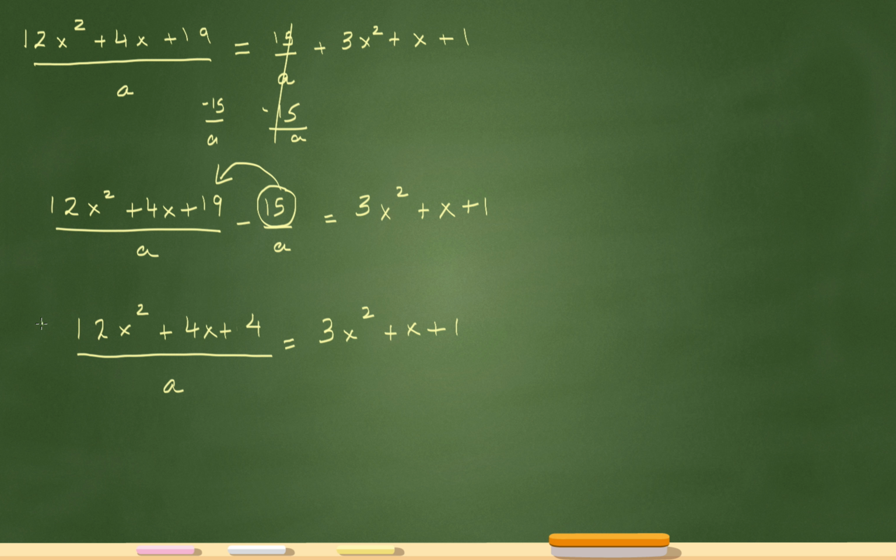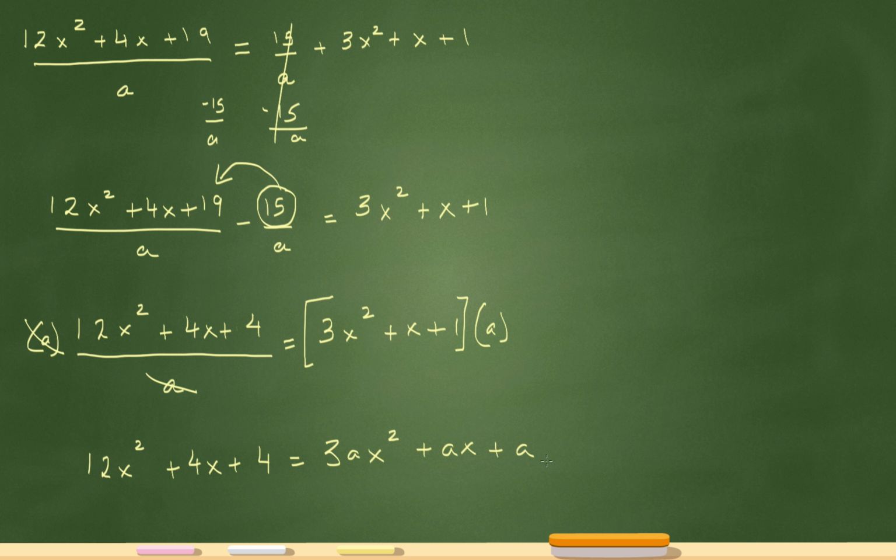Now to our next step, let's multiply both sides by a so we can get rid of that a and get everything on one line. Over here, this cancels out, so that's easy. And let's rewrite that over here. So it'll be 12x squared plus 4x plus 4 equals, now that a is going to get distributed everywhere, so that'll become 3ax squared plus ax plus a. And now let's try to solve for a.